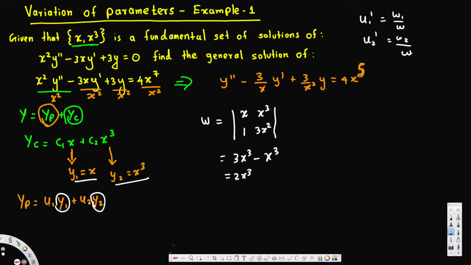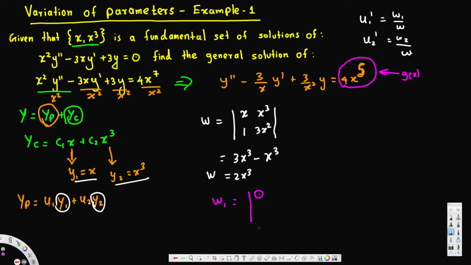After finding the determinant w, that part is done. The next thing is to find w1. To find w1, the first entry in the column is going to be 0, and below it we put g of x. G of x is from the standard form, whatever value is after the equal sign. After the equal sign, we have 4x to the power 5. That's our g of x.